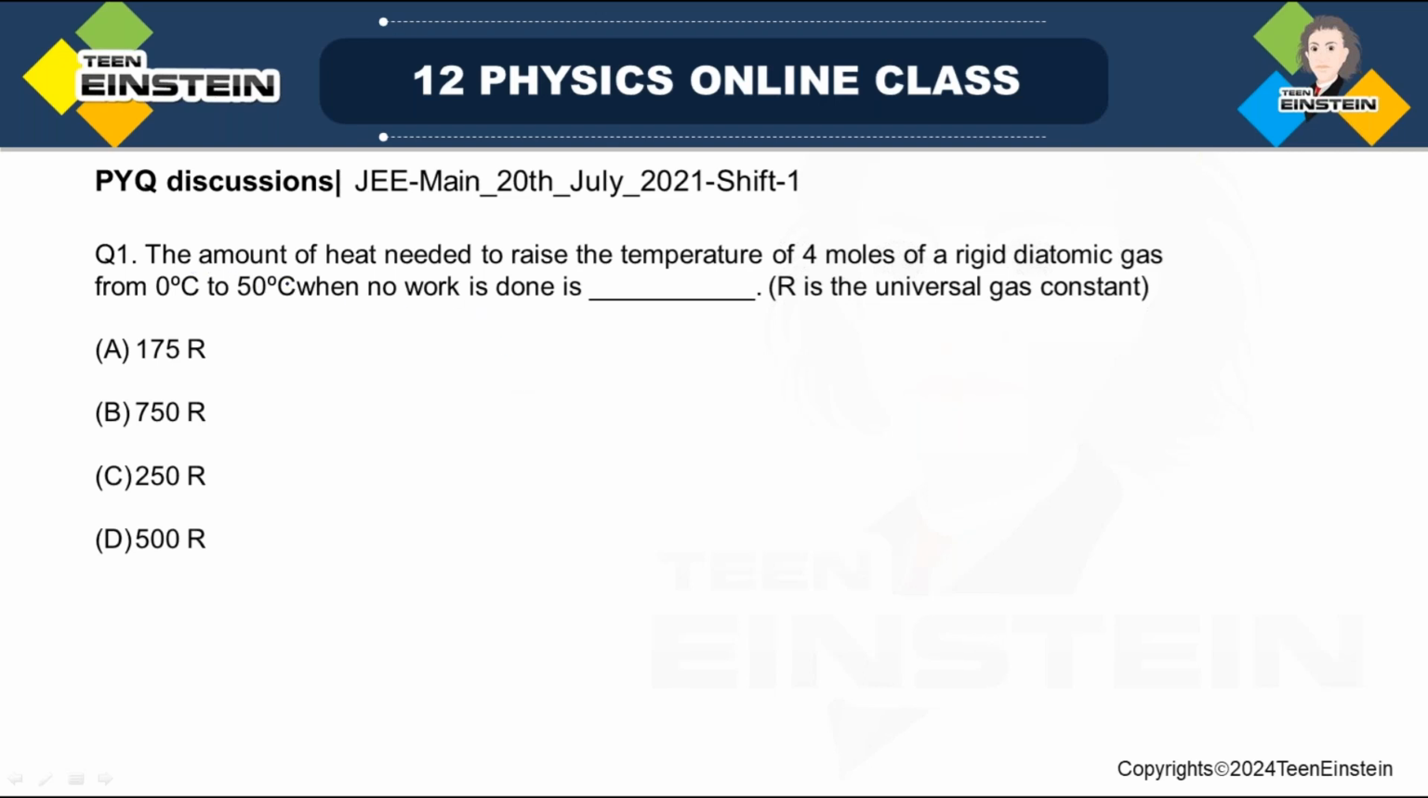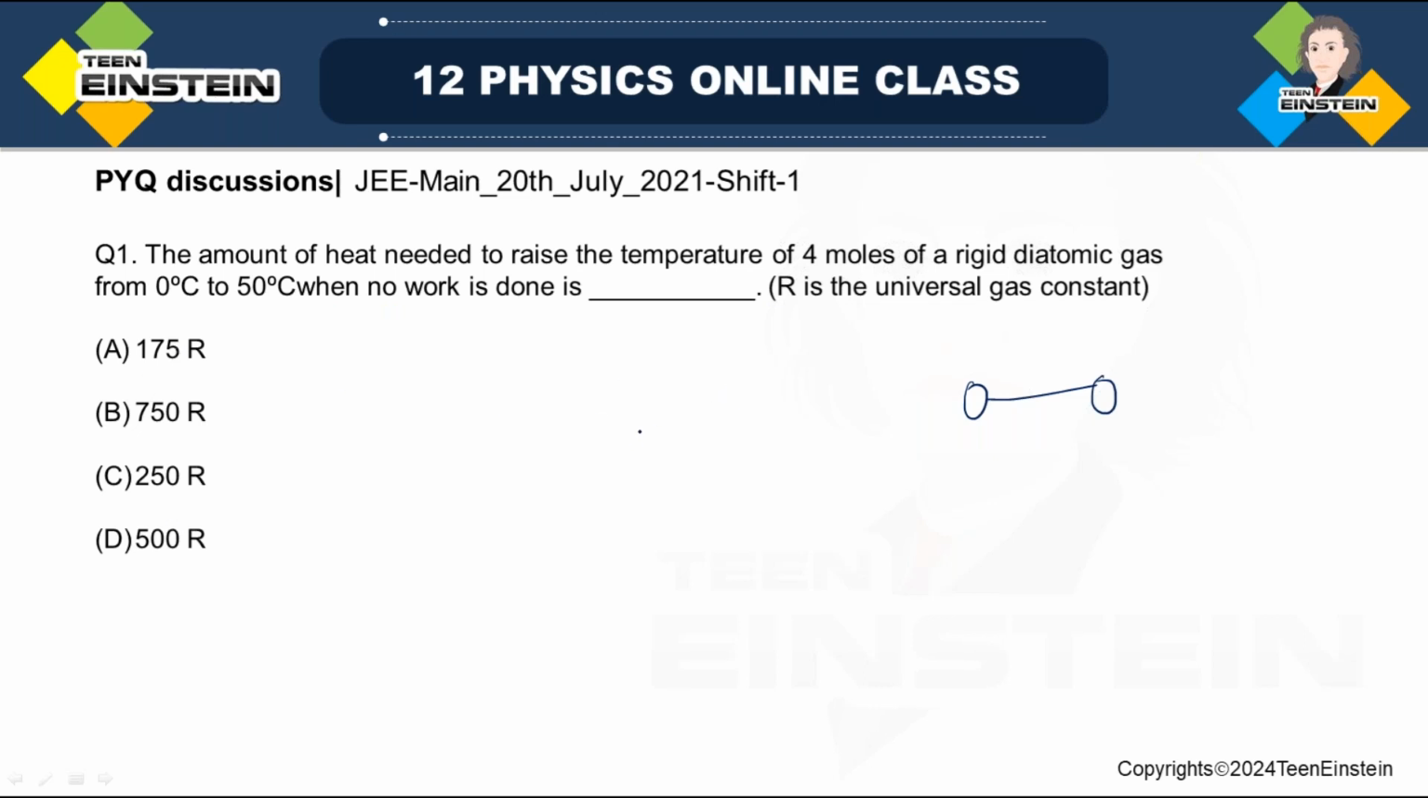The first question says the amount of heat required to raise the temperature of 4 moles of rigid diatomic gas, rigid diatomic gas, okay. So to raise the temperature of 4 mole of a rigid diatomic gas from 0 degree to 50 degree centigrade when no work is done is dash. Okay, so there are options like this.